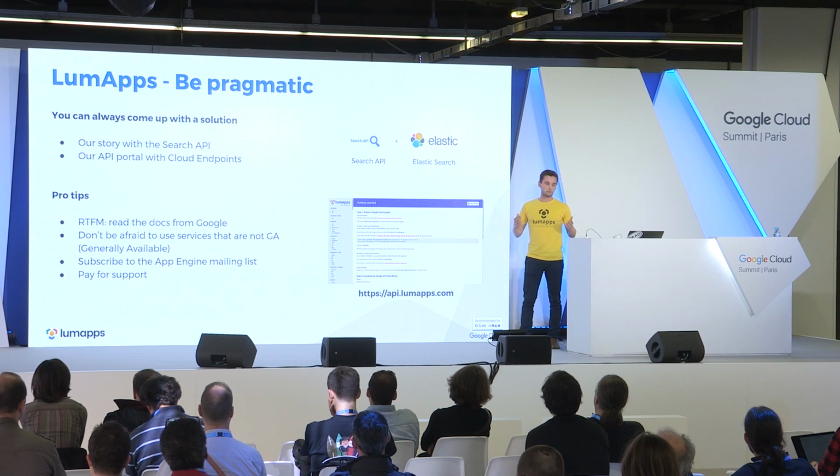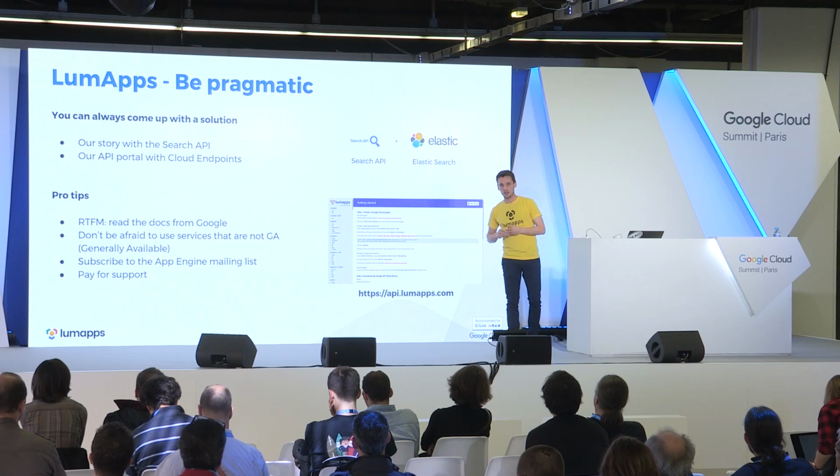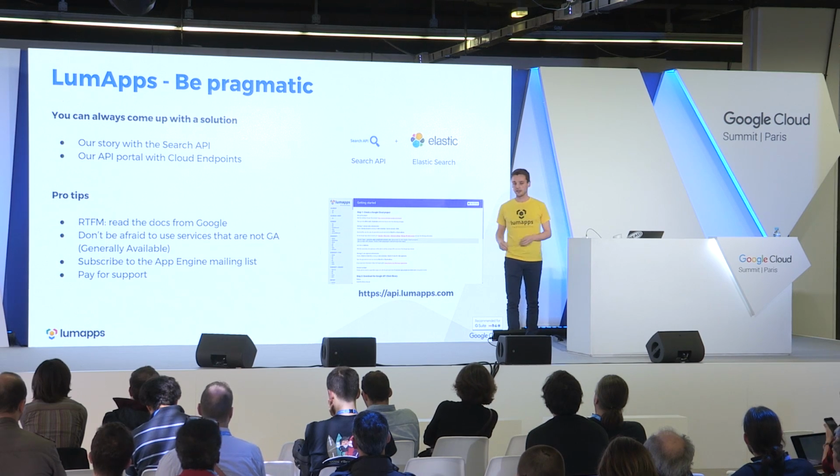So you can do pretty much everything with App Engine, but sometimes when you use it, you will hit a roadblock, and you have to ask this question: should I move away from App Engine? Should I go down the stack to Container Engine or Compute Engine? Well, this happened to us on various occasions, and we always had to come up with a pragmatic solution to handle these situations. So let me tell you the story of our search engine, for instance.